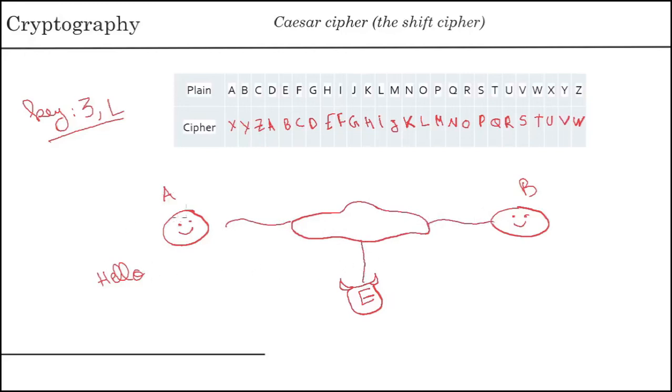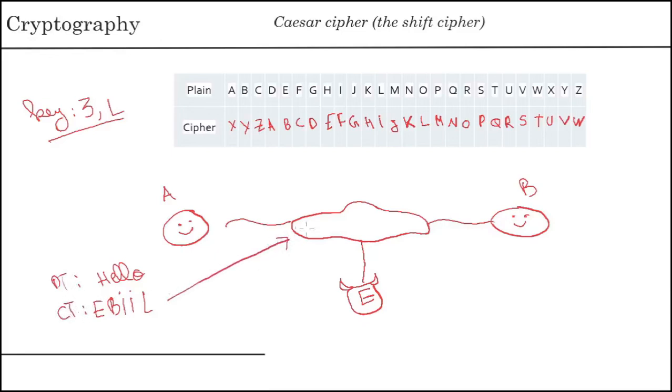And then Alice encrypts this hello. So the H, as we said, would be E, and the E would be B, and the L would be an I, so that's another I, and the O would be an L. And he sends this. So this is the plain text, call it PT for plain text, and this is the ciphertext, call it CT for ciphertext.